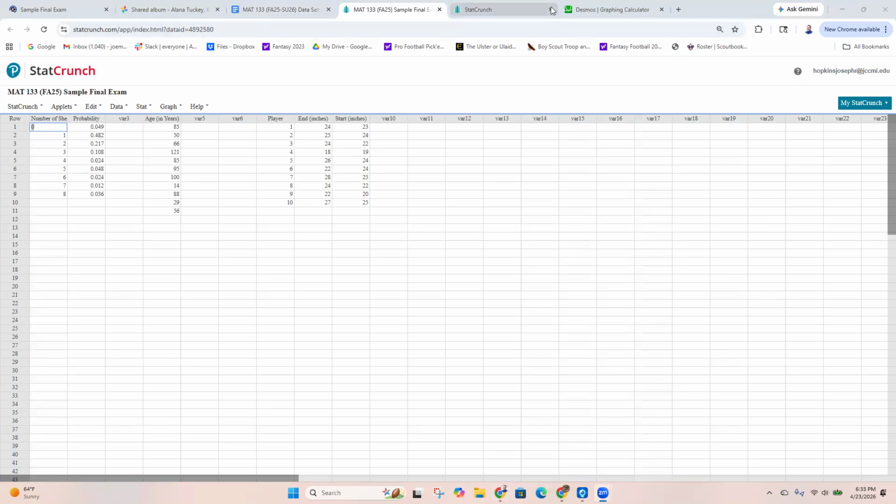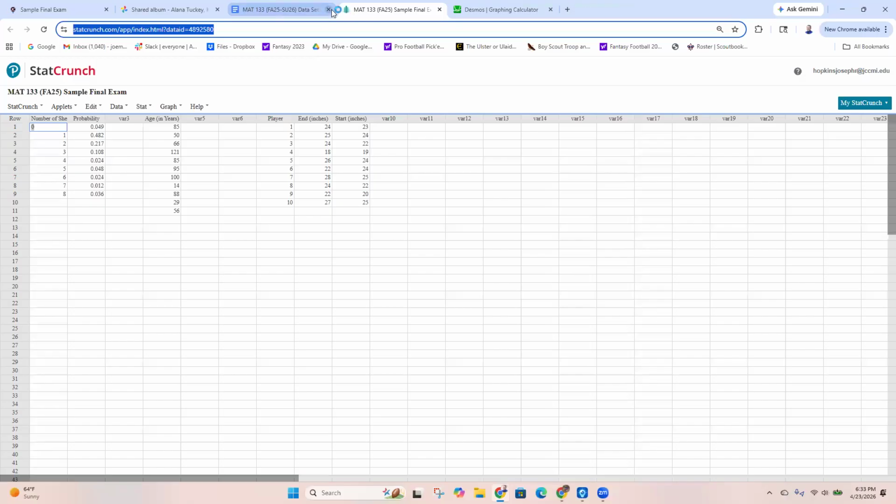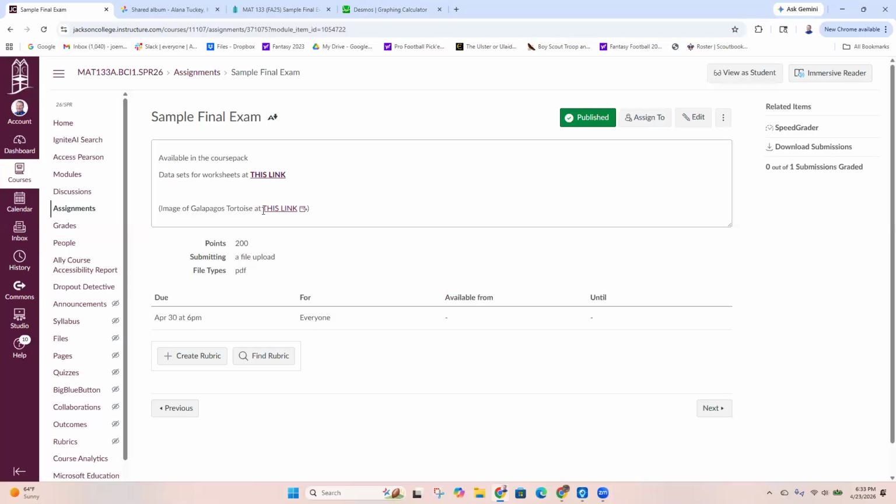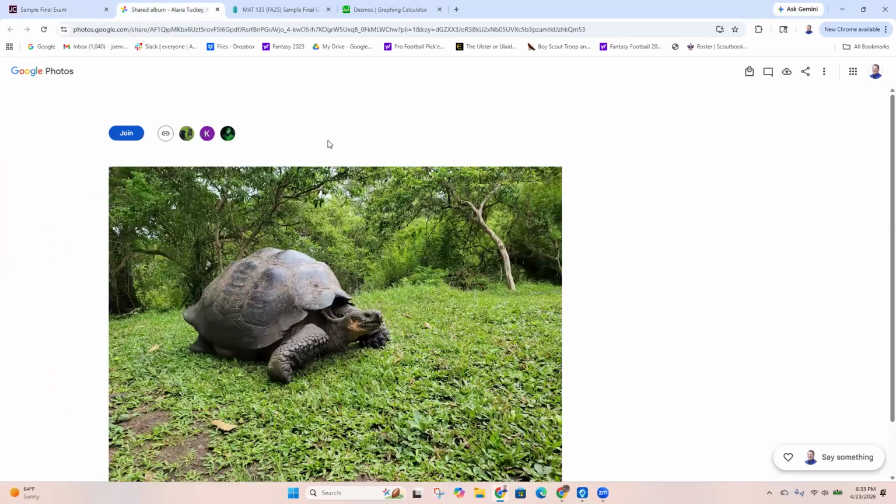And there's a second link, which if you click on it, it takes you to a picture of a Galapagos tortoise. I don't know why. Maybe we'll find out. So there you go. That's what they look like. They're endangered.